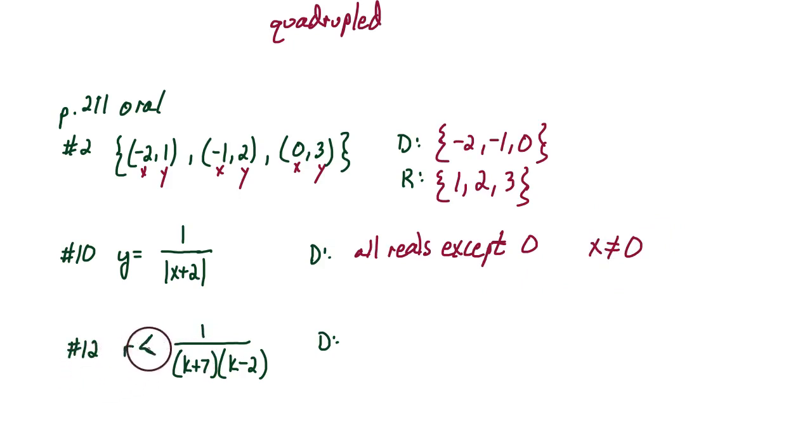Number 12, r is less than this fraction. Again, our concern with fractions is if there's a variable in the denominator, we don't want the denominator to turn out to be 0. So are there any numbers that we should not use for k, because doing so would create zeros down there? I think we would find that k can be all real numbers except -7 or +2.